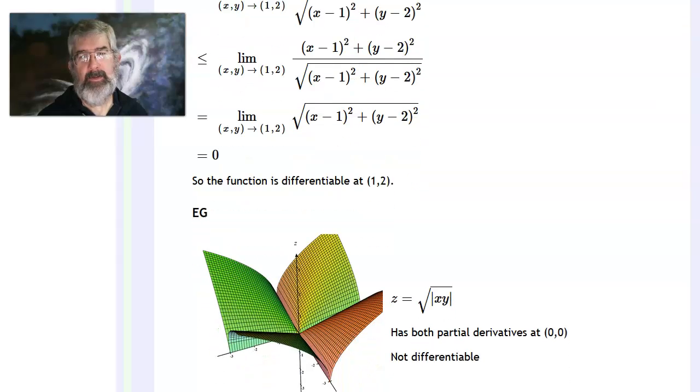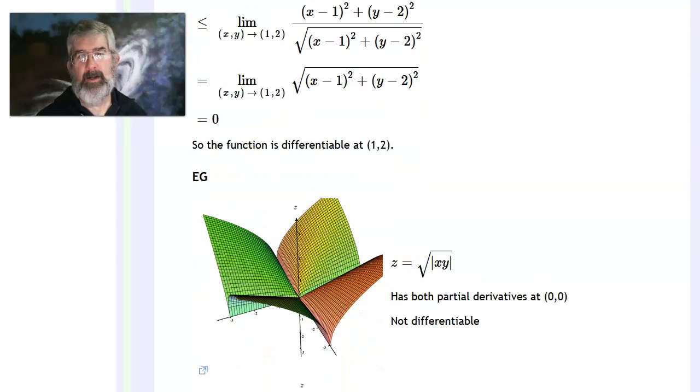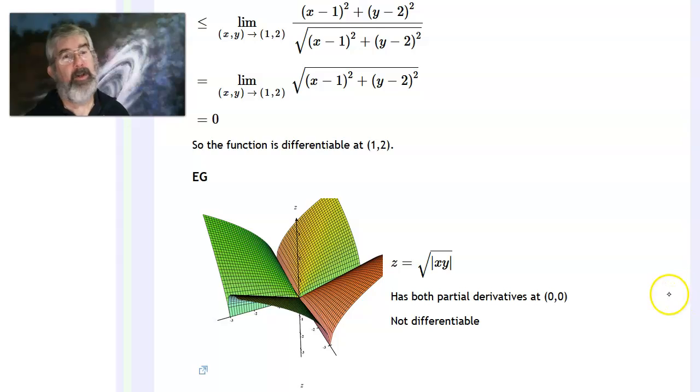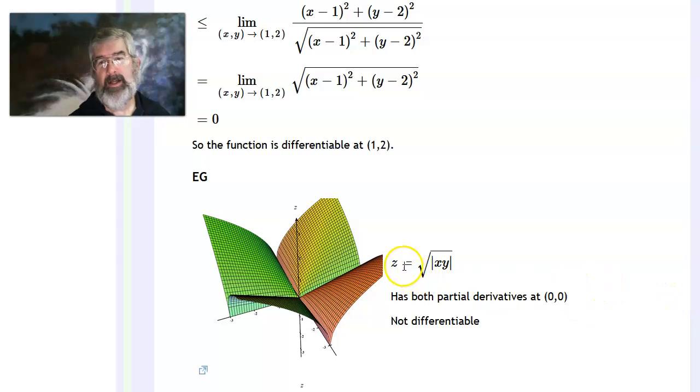Now, here's an example or two where they're not differentiable. Right? Here's z equals the square root of the absolute value of x times y. Right? This has a partial derivative. So at (0,0), this has a partial derivative with respect to x. It's equal to 0. It has a partial derivative with respect to y. It's equal to 0. Along the x-axis and the y-axis, right?